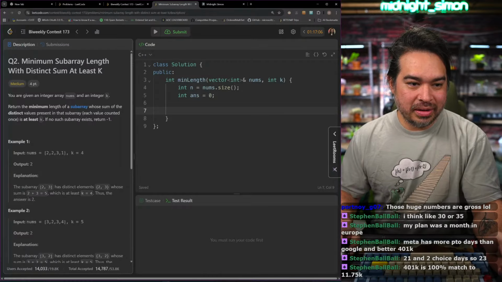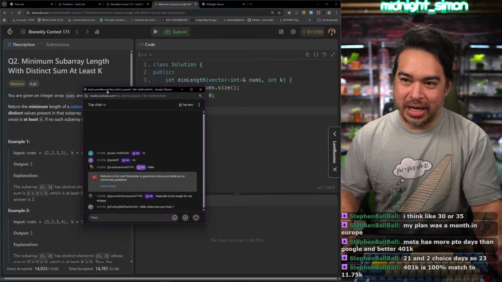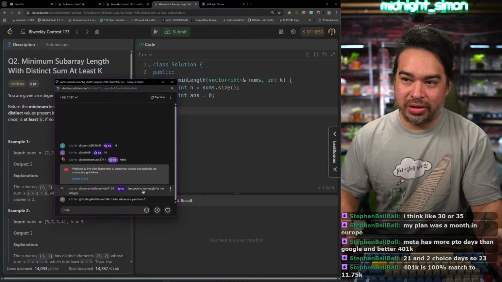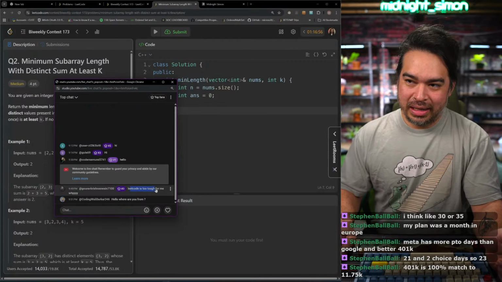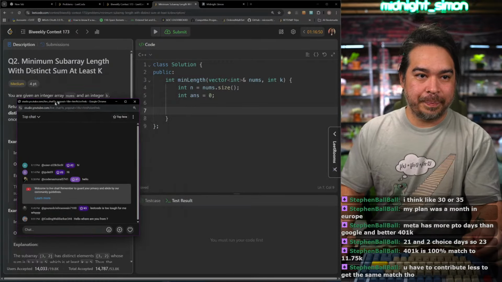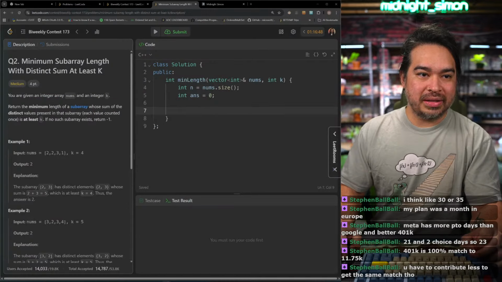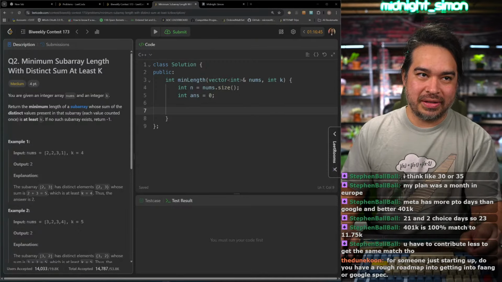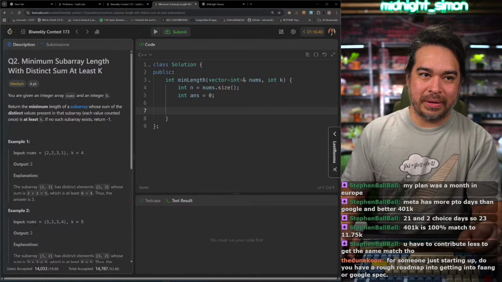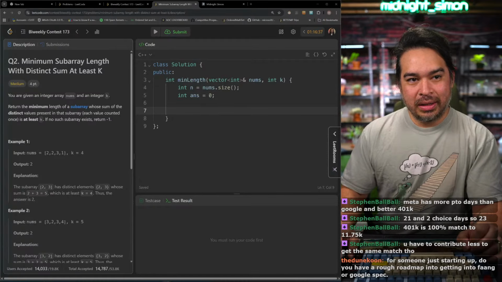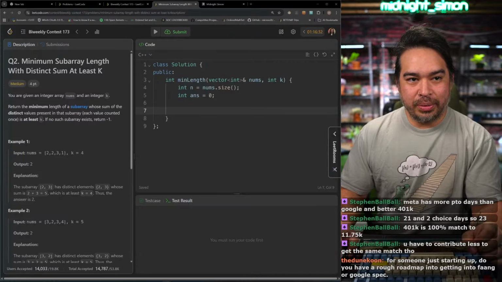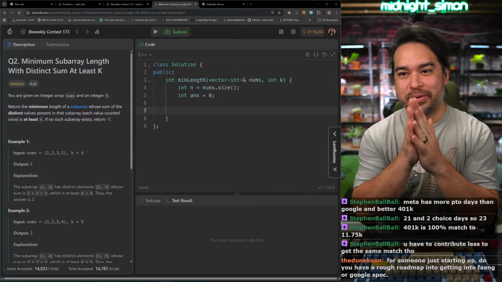Coding Wally, Sakar, what's happened from YouTube? And Gurav, how you doing? LeetCode is too tough for me. Why? Because you don't practice enough. That is the number one reason if LeetCode is hard. You have to contribute less to get the same match though. Right. It's similar, but I suppose if you don't max out your 401k, it's better at Meta. Yeah. For someone just starting up, do you have a rough roadmap into getting into FAANG or Google?